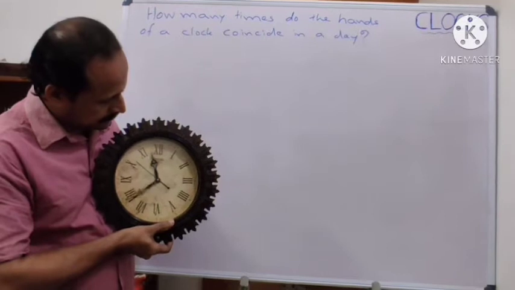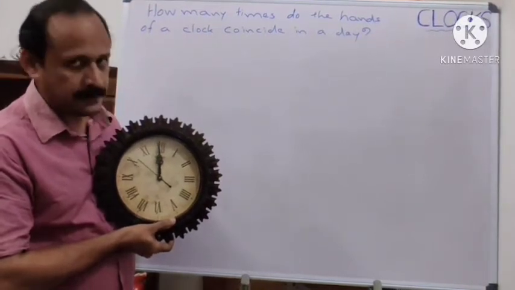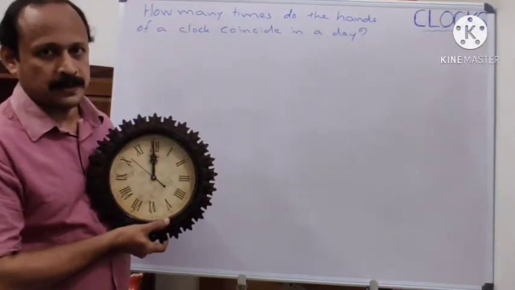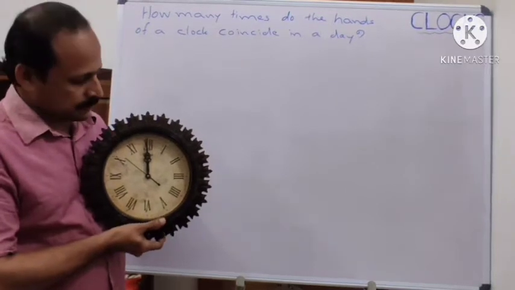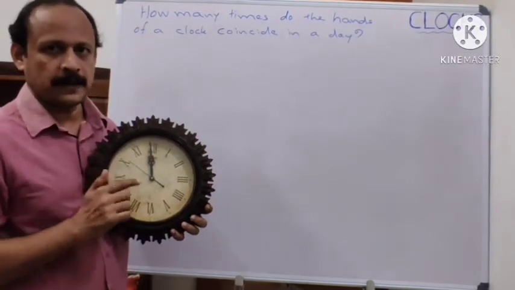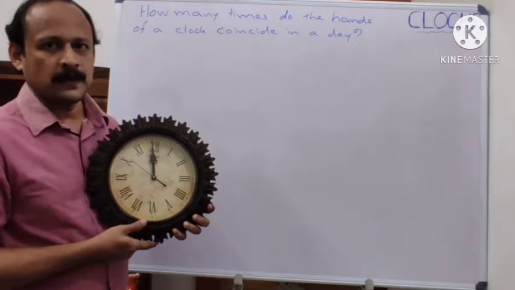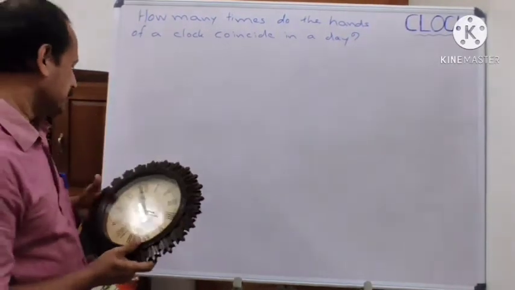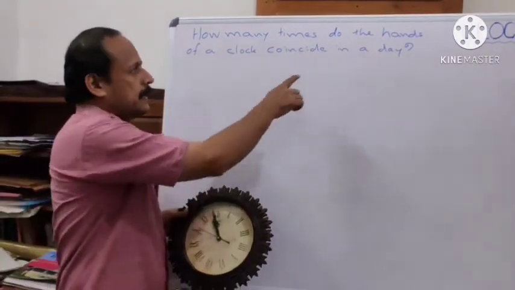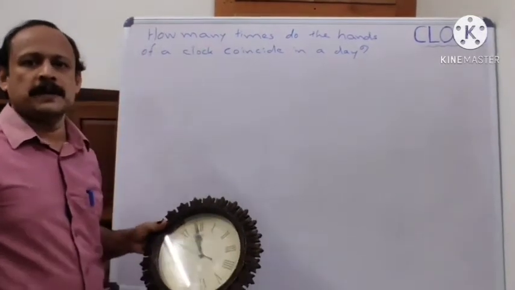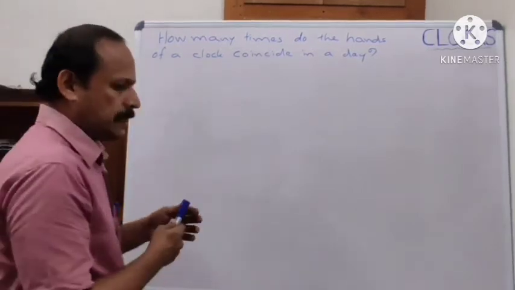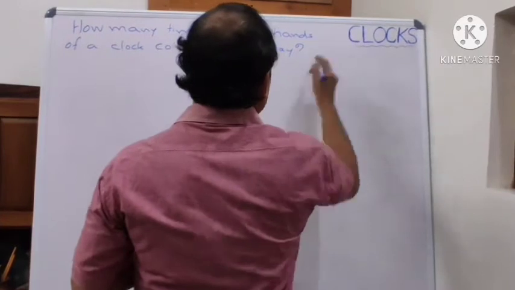And between 11 and 12 they do not coincide, they coincide only at 12 o'clock. So when we consider 12 hours, or for this complete rotation, that is for a half day or 12 hours, they coincide only 11 times. So in a half day they coincide only 11 times. Therefore in a complete day they coincide 11 plus 11 equal to 22 times. So the answer is 22.